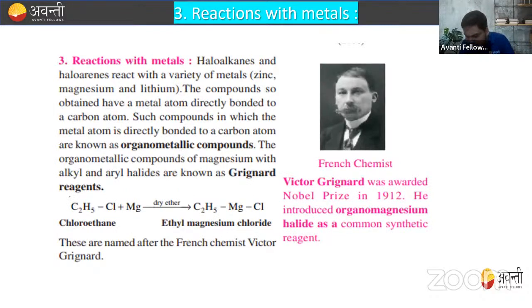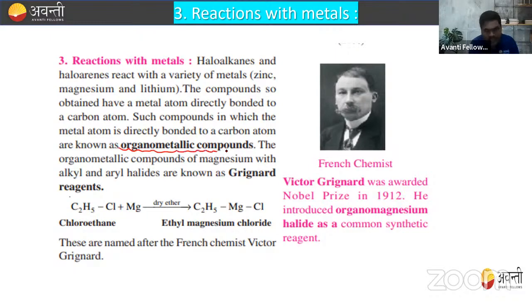So let's move towards the end of the chemical properties. That is the last reaction that we are going to discuss, the reaction with metals. Basically, haloalkanes and haloarenes react with a variety of metals, that is zinc, magnesium, and lithium, and the compounds so obtained have a metal atom directly bonded to the carbon atom. Such compounds in which the metal atom is directly bonded to the carbon atom are called organometallic compounds.